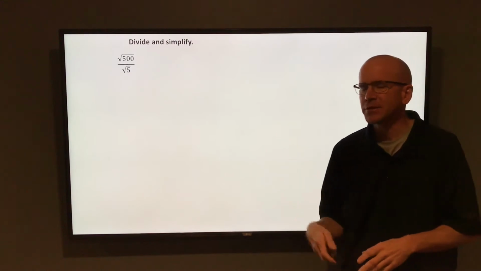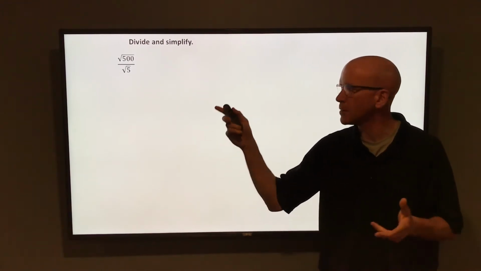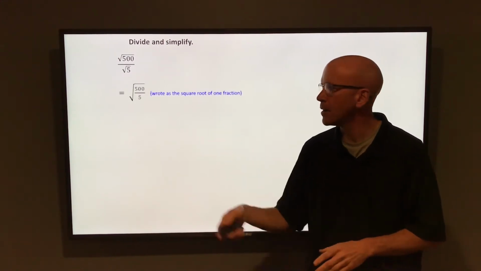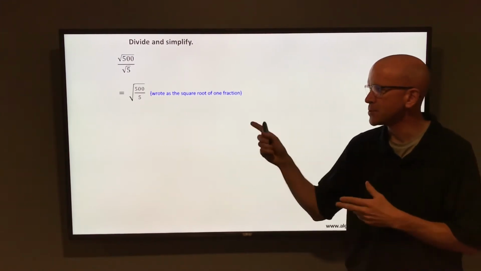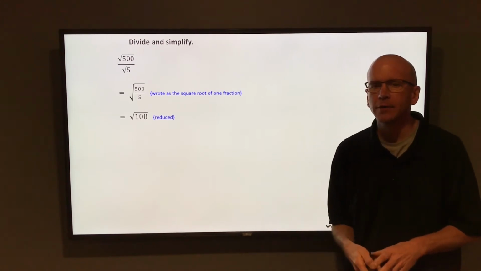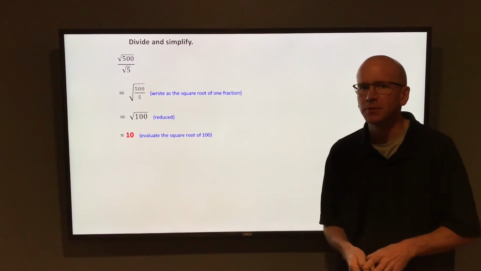Going to divide and simplify the square root of 500 over the square root of 5. You're dividing with the same root. The root is the same square root. So just write those as one single fraction under the same square root sign. It'd be the square root of 500 over 5. Just reduce that fraction. 500 over 5 reduces to 100. So it'd be the square root of 100, and everybody knows the square root of 100 is 10. So that simplifies to be just 10.